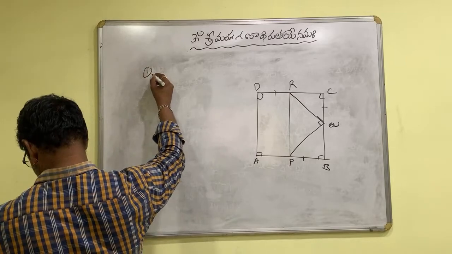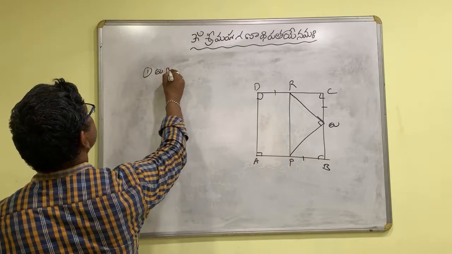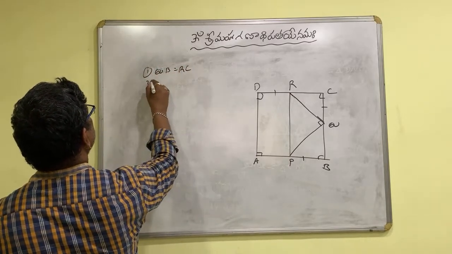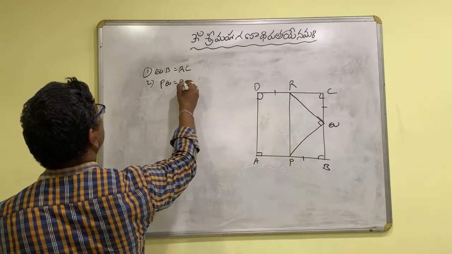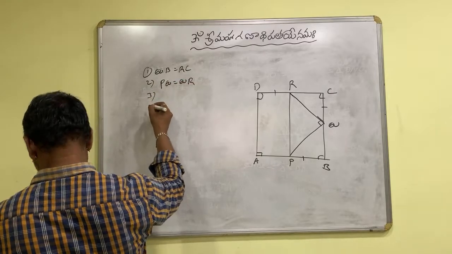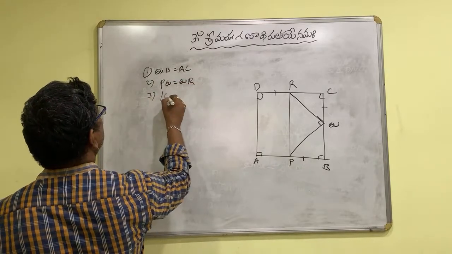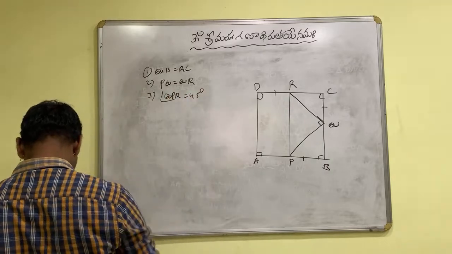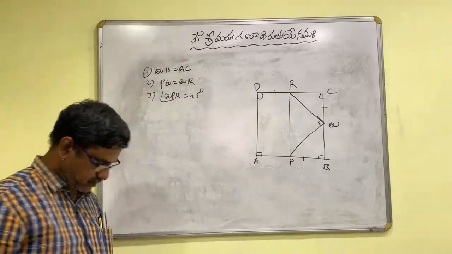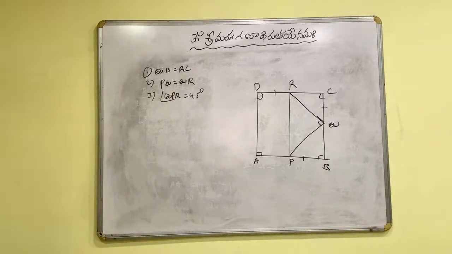First one, QB is equal to RC. Second one, PQ is equal to QR. Third one, angle QPR is 45 degrees. This is what we have to prove.